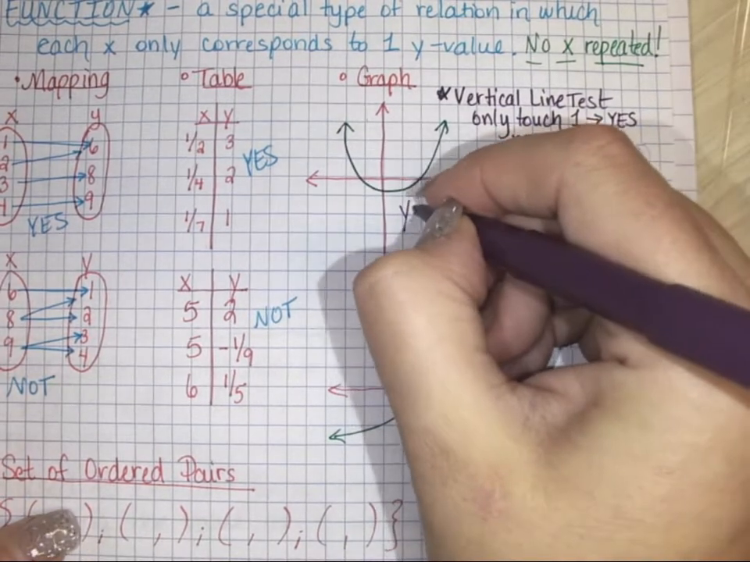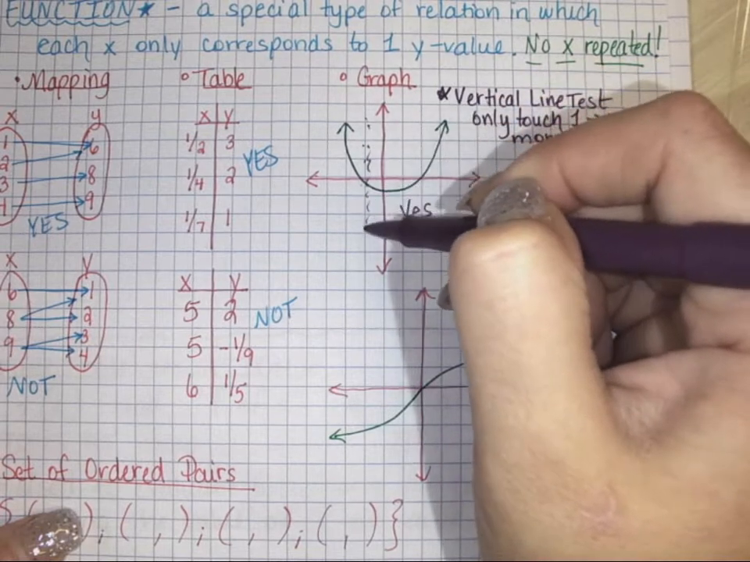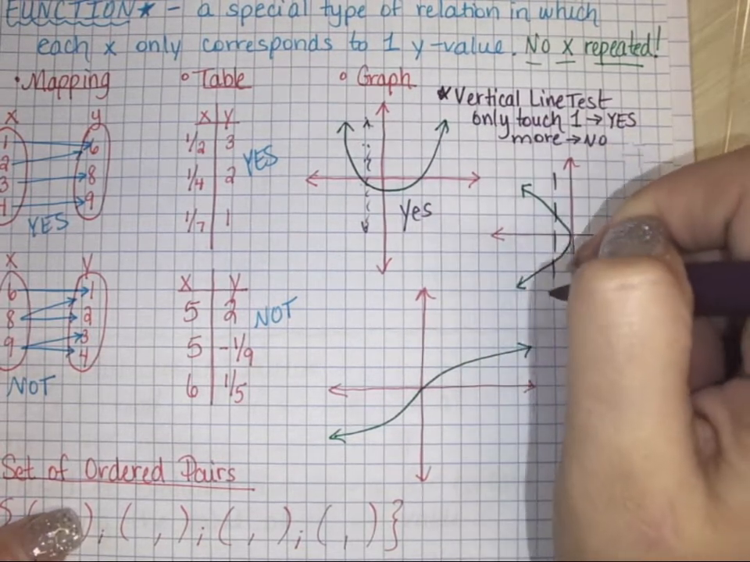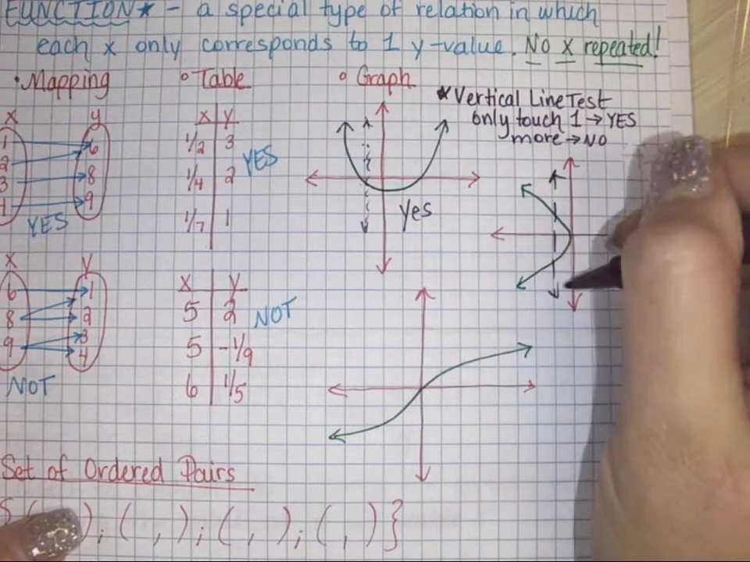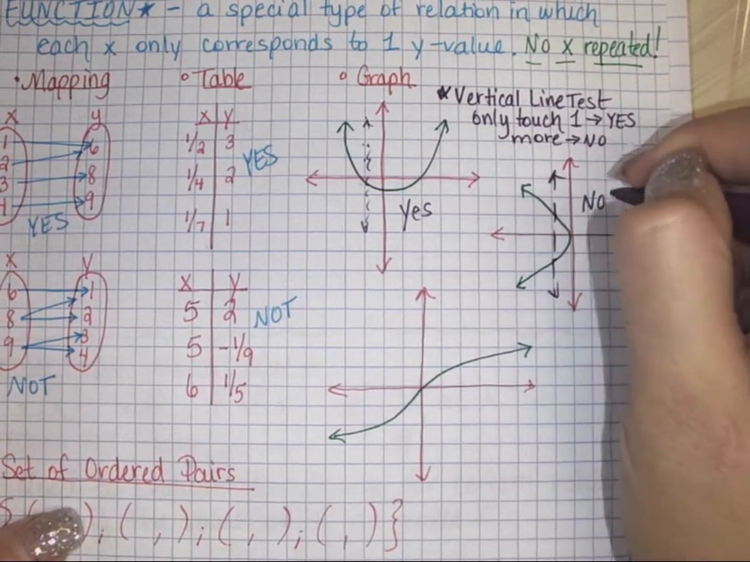So of course this one is yes. I can draw a vertical line anywhere I want through that graph. But if I draw a vertical line here, of course it touches more than once. It touches here and here. So this one is not a function.